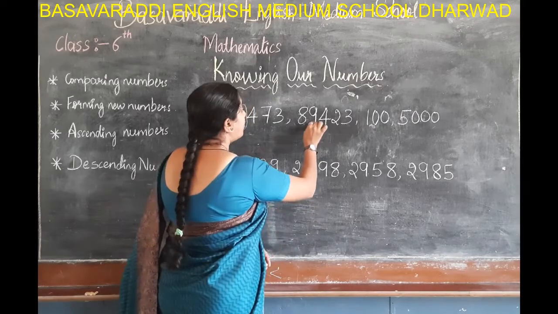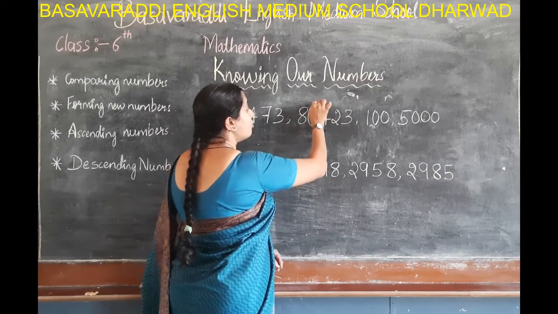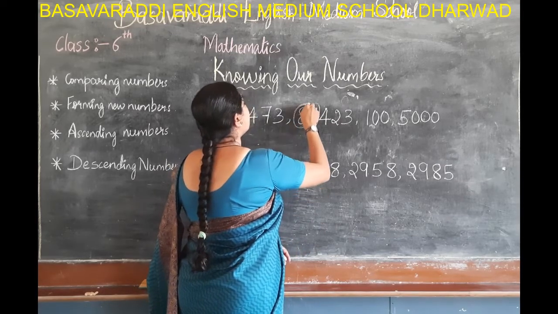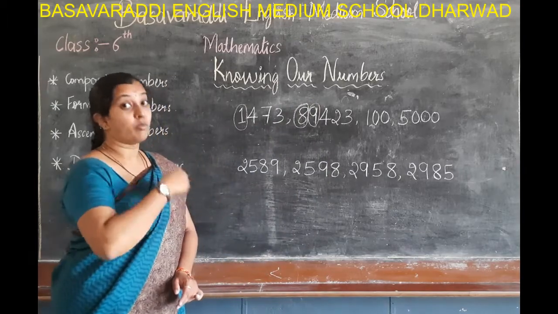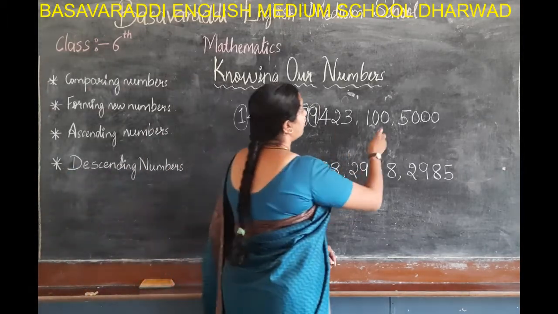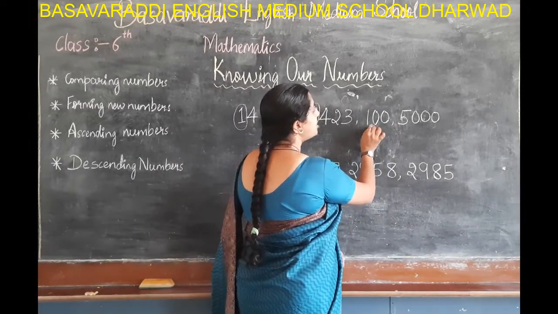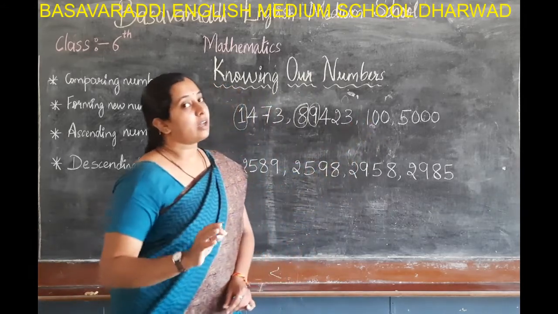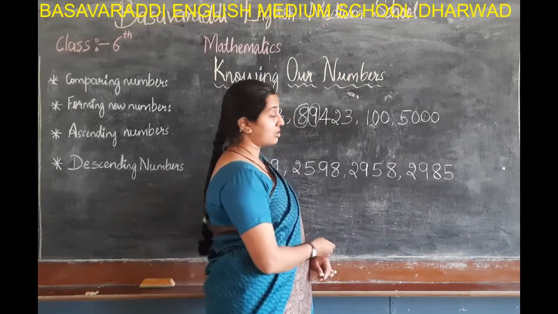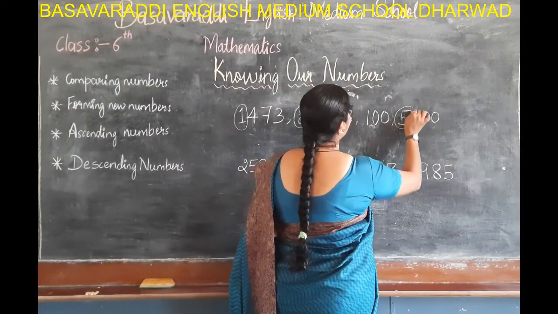89,423. Now here this is your thousands place and this is 10,000s place. One more digit. It is 4 digit, it is 5 digit. Next we have 100, right? It is a 3-digit number. We don't have any thousands place there. Then lastly we have 5,000. So here in thousands place we have 5.